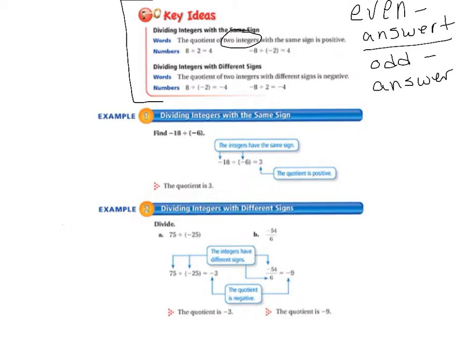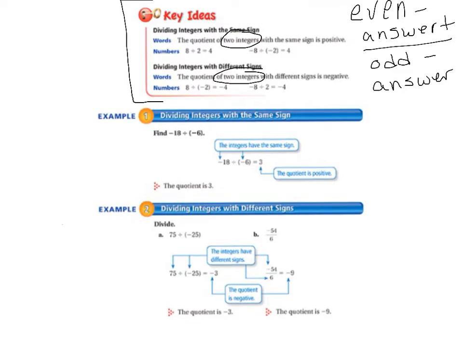And then the second part of your key ideas says dividing integers with different signs. The quotient of two integers with different signs is negative, and it gives you some examples there. So copy those exactly as they appear into your math notebook.